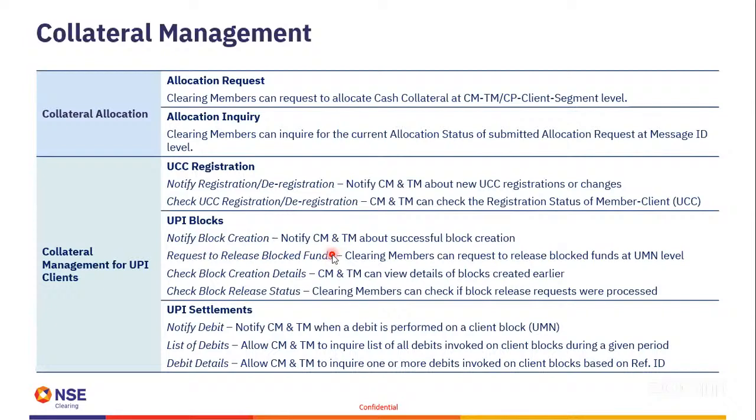Next, members can initiate releases for the given UMNs as a part of the collateral management API. After market hours, the obligation created against the client gets directly debited through this UMN, and that notification is also sent to the respective clearing member as well as the trading members. In this case too, the notification is available, and members can inquire about the same through the API.